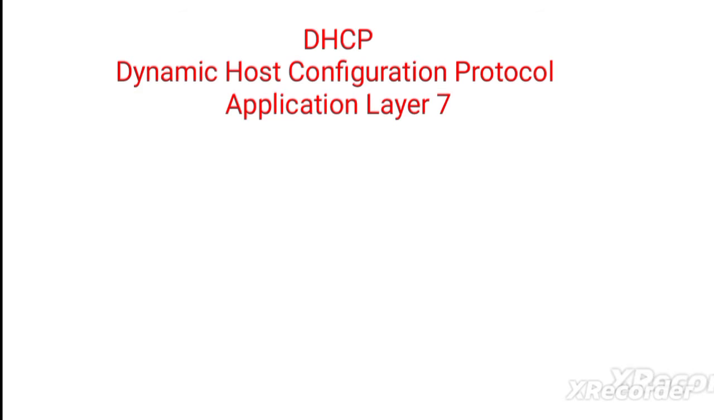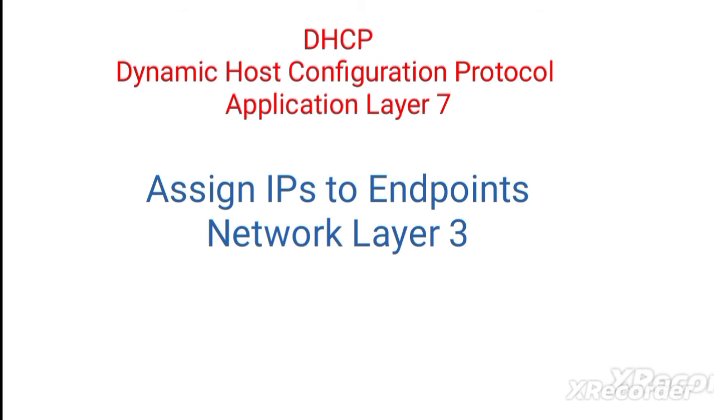DHCP stands for Dynamic Host Configuration Protocol, and it operates at layer 7, that is the application layer of the OSI model. It is used to assign IP addresses to the endpoints over a network, and these IP addresses operate at the network layer, that is layer 3 of the OSI model.